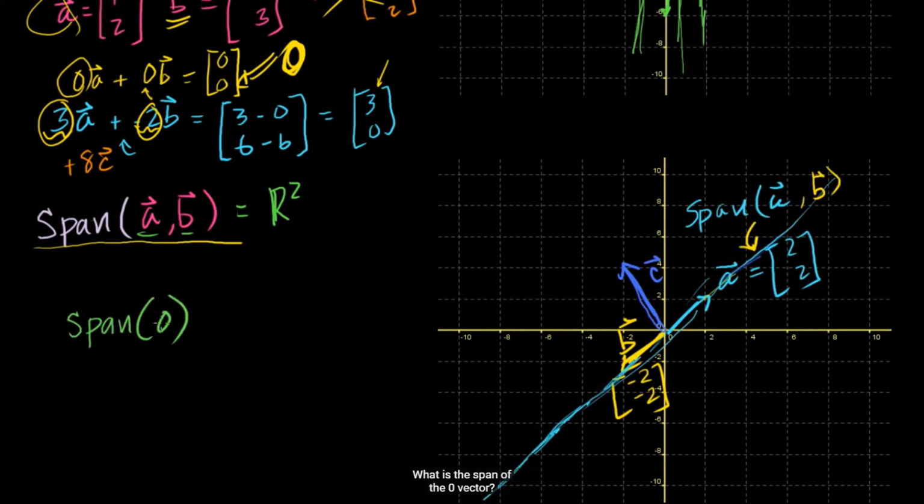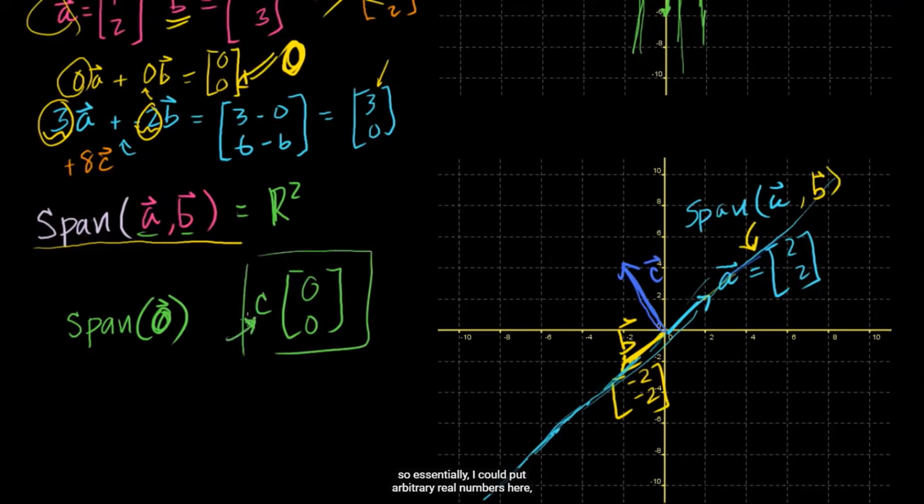But what is the span of the zero vector? I'll put the cap over it. It's a zero vector. I'm making it really bold. Well, the zero vector is just 0, 0. So I don't care what multiple I put on it. The span of it is all of the linear combinations of this. So essentially, I could put arbitrary real numbers here, but I'm just going to end up with the 0, 0 vector. So the span of the zero vector is just the zero vector. The only vector I can get with a linear combination of this zero vector by itself is the zero vector itself.